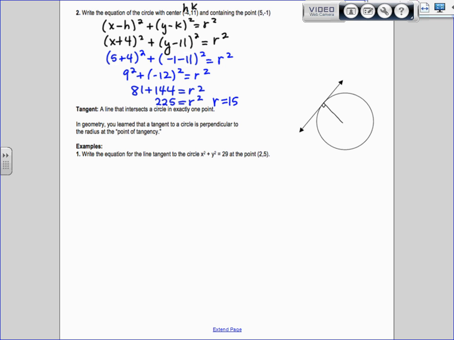Now the nice thing is, even if it wasn't nice, like if it was 220, and I was like, oh, the square root of 220, that's not nice. It doesn't matter because in your formula you have r squared anyway. So you don't even have to go that extra step and find what r is, unless they ask for it. So your final equation is x plus 4 squared plus y minus 11 squared equals 225, the r squared.